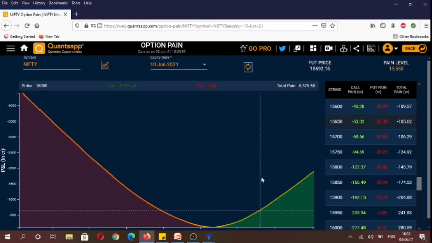A large percentage of options expire worthless, especially if option buyers are holding 15,650 strike and market expires as well on 15,650. In that scenario, those options, their premium would be worth zero.